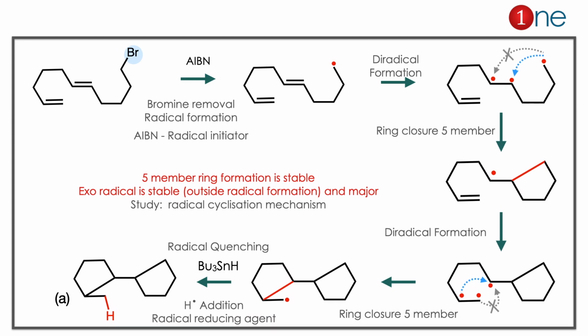The starting material has bromine and you are using AIBN. AIBN is a radical initiator, it initiates the radical, so you have the radical there. Then the nearby double bond is there, the diradical formation is there. Because the radical is there, it has to be quenched. It is quenched as a 5-member ring, not a 6-member ring.